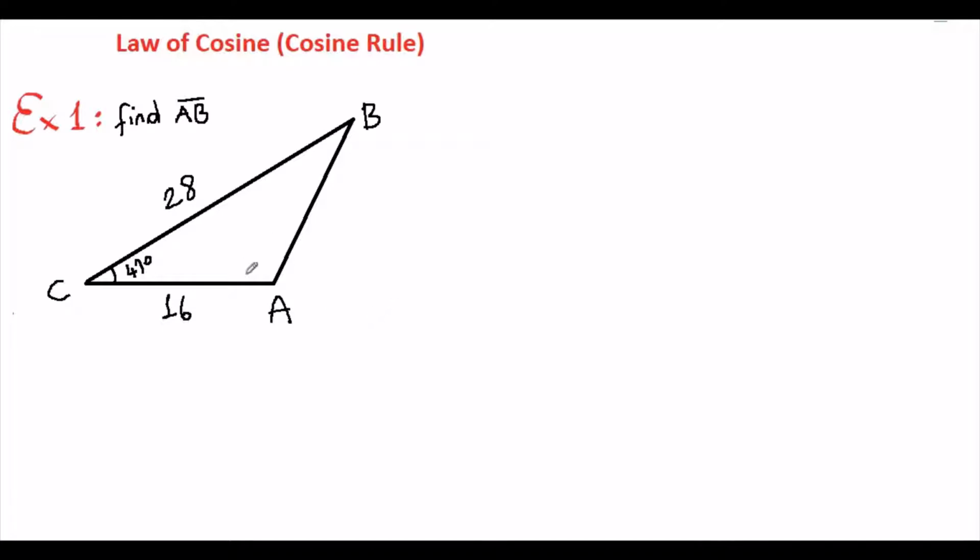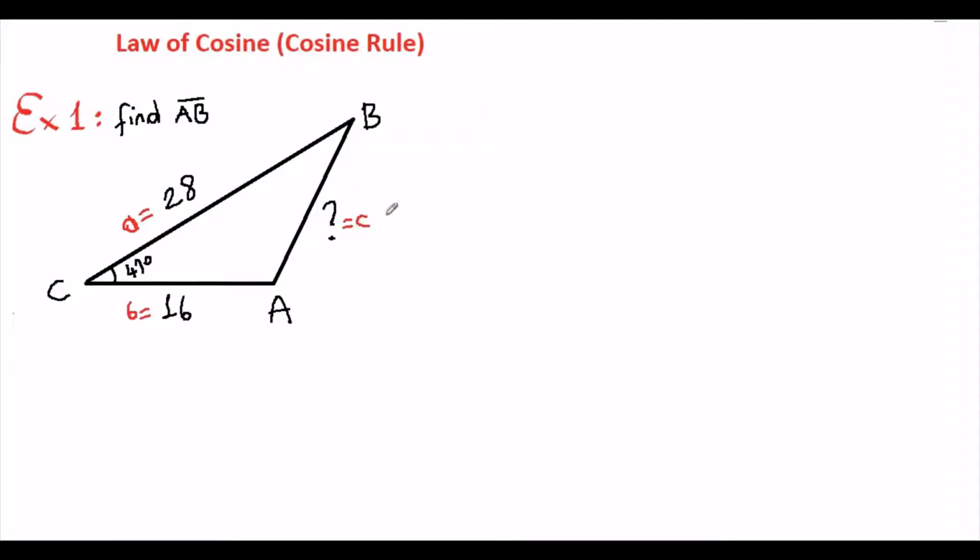Problem number 1. We are given triangle ABC. We are given side CA, CB, and we are going to find side AB. And we are also given the angle between the two known sides. So 28 is our side A, because it's just across vertex A, and 16 is our side B, and the unknown side is side C. So we're going to apply the direct law of cosine formula.